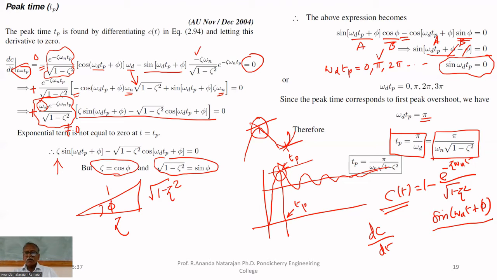Tp equal to pi upon omega n square root of 1 minus zeta square. Time taken to reach the peak value is pi upon omega n square root of 1 minus zeta square. This is the second derivation. These are all useful to solve sums. That's why you have to memorize all these derivations. The formula has to be remembered.